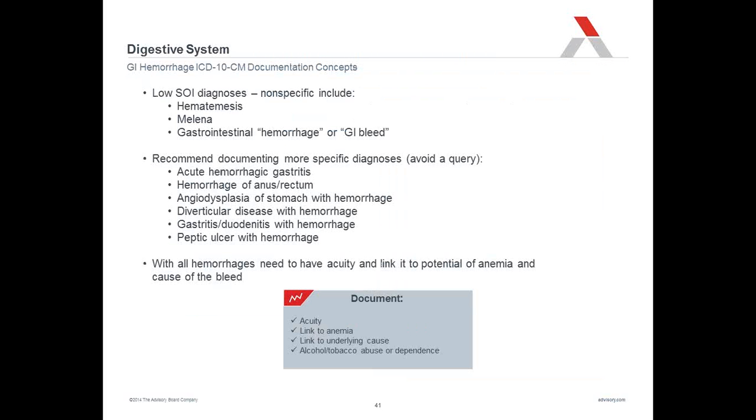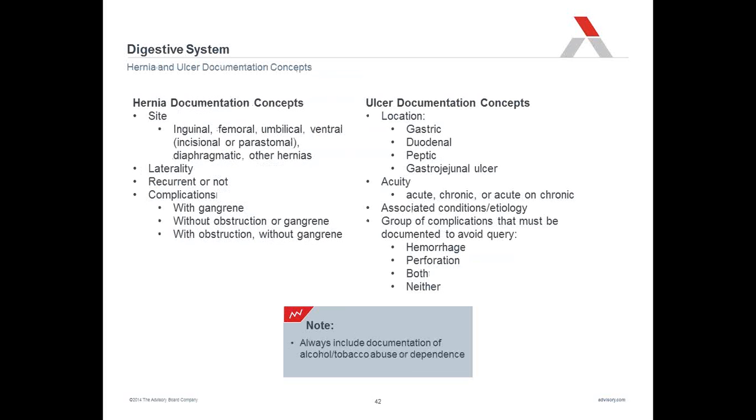We're going to talk now a little bit about some digestive system concepts. Remember things like symptoms of hematemesis, melena, GI bleed. They're more symptomatology and they're not very specific. We recommend documenting the most specific diagnoses that you are aware of at the time by utilizing terms like acuity, link it to anemia if anemia happens to be present, or link that condition to any underlying cause. Remember also, if the patient has any alcohol or tobacco use or history, that should be included in your documentation somewhere within the medical record as well.